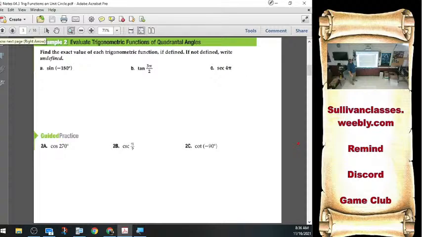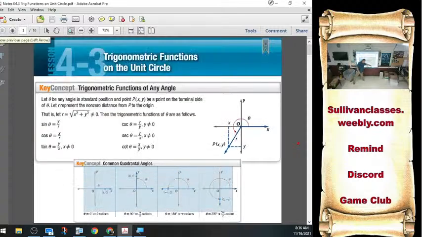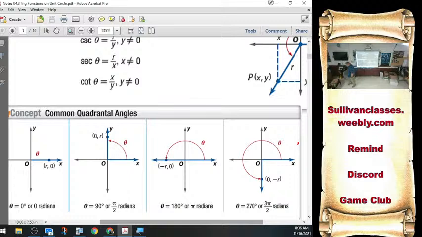Okay. These are all about one of the most entertaining words of the chapter, quadrantal angles. Just sounds fun to say. Makes you sound smart. Quadrantal angles. Well, what word do you hear in there? Quadrant. They're the angles at the quadrant markers. They're the positive and negative x and y axes. So 0, pi over 2, pi, 3 pi over 2, 2 pi. Those are your quadrantal angles.